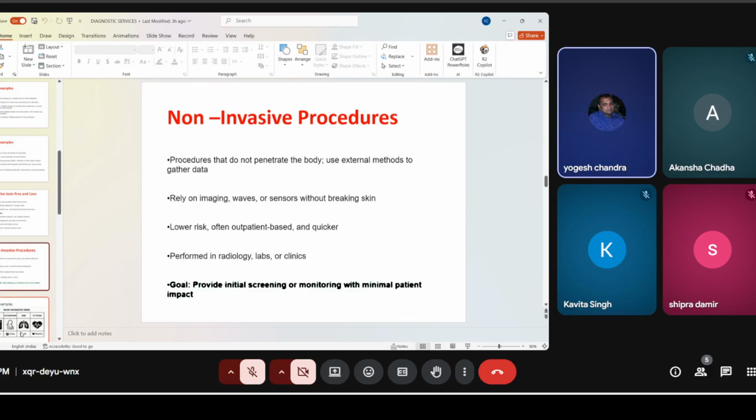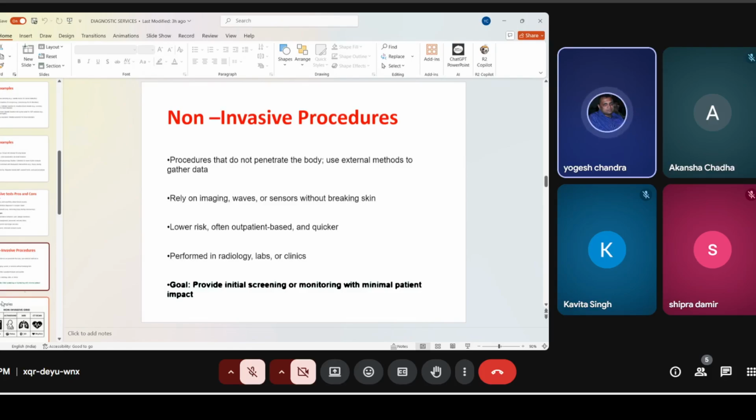If we take the example of TB, initially we just do the chest X-ray, and based on the X-ray finding, if we feel that there is anything which suggests that the patient may have TB, then we further go for the CBNAAT test, which is the confirmatory test. So the initial non-invasive tests are considered, most of the time, screening or monitoring with minimal patient impact.